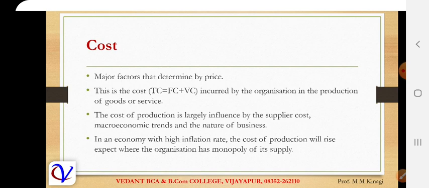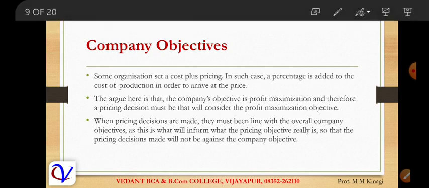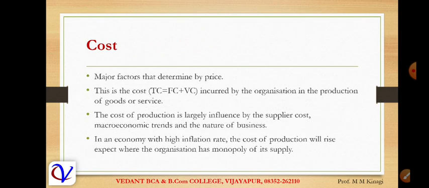So if the supplier cost is increased, then definitely we need to increase the product cost. So it depends on the macroeconomic trends and the nature of the business. And in the fourth point, in an economy with a high inflation rate, the cost of production will rise, except where the organization has a monopoly of its supply. So the pricing strategies, the cost is what we are talking about. If the inflation rate is high, then definitely we need to increase the production.